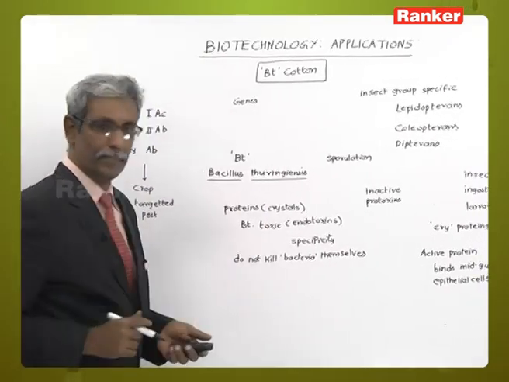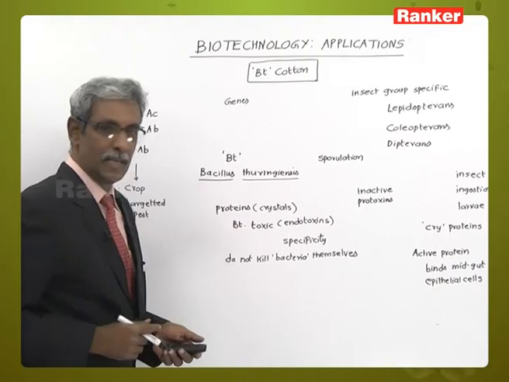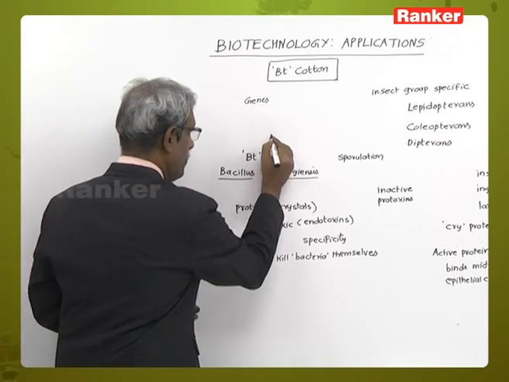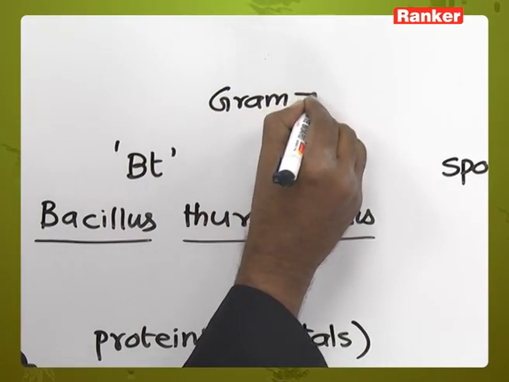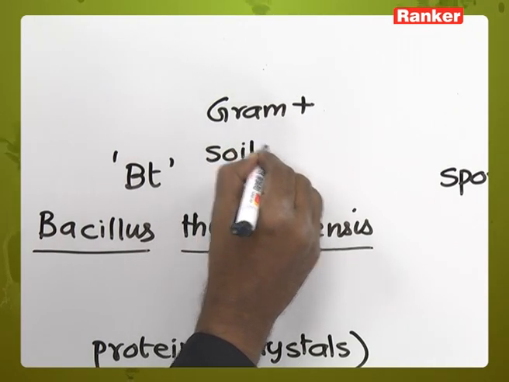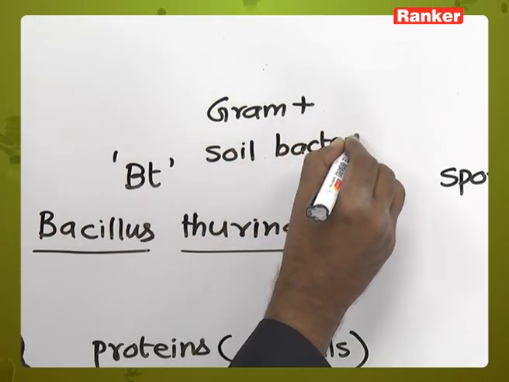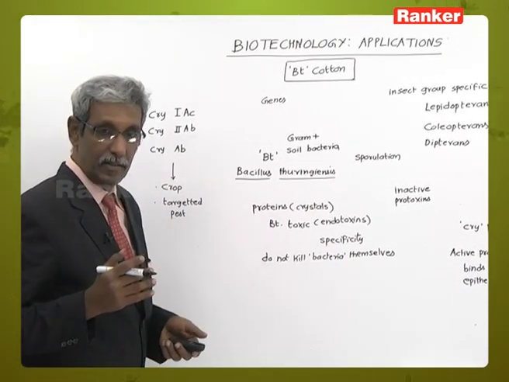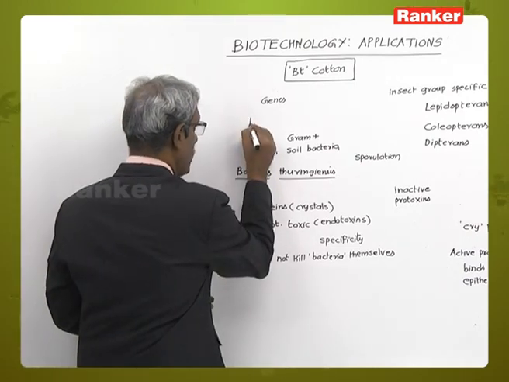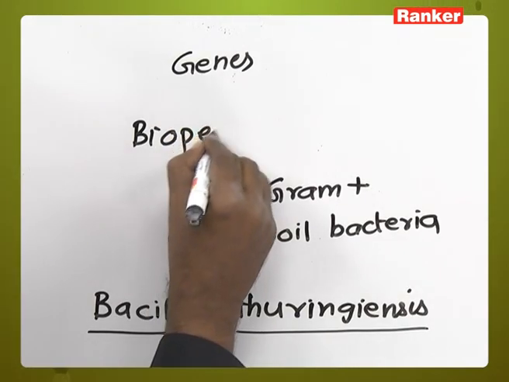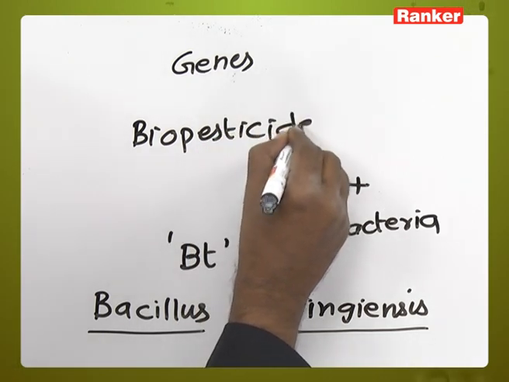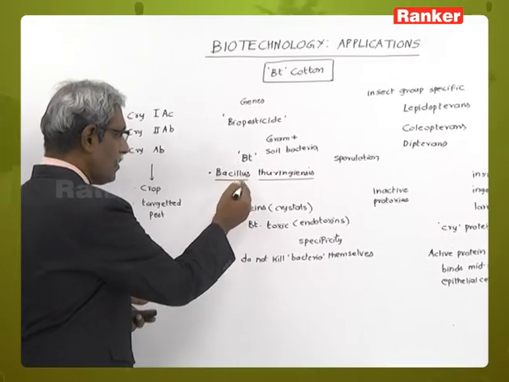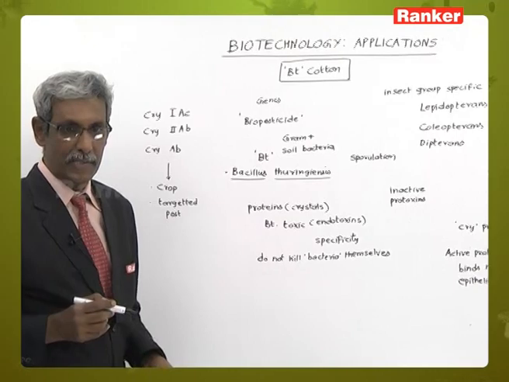Bacillus thuringiensis. Bacillus thuringiensis is a gram-positive soil bacteria, which is commonly used in genetic engineering. It is used directly as a biopesticide. So, a microorganism which is used as a biopesticide, for example, is Bacillus thuringiensis. So, Bacillus thuringiensis is a soil bacteria and it is also used as a biopesticide.